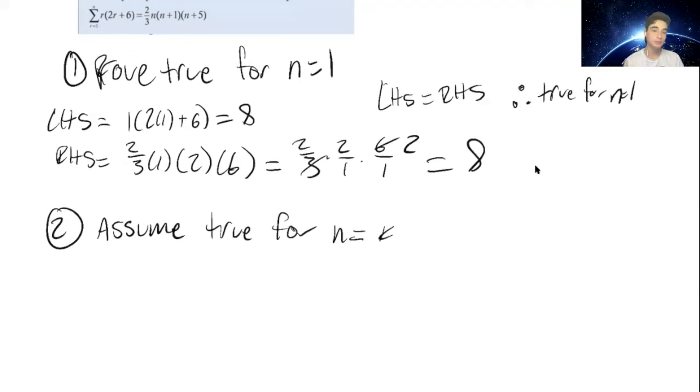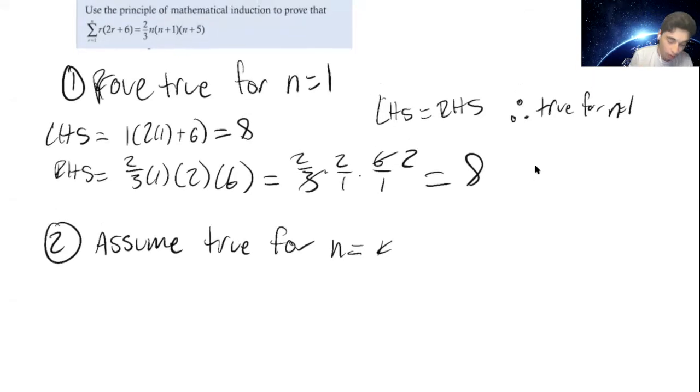We're basically plugging in k for values of the sum that we have on the left-hand side. So let me show you what I mean. On the left-hand side, for r equals 1, let's say, we have 1 times 8. For r equals 2, because it goes up incrementally up until n.